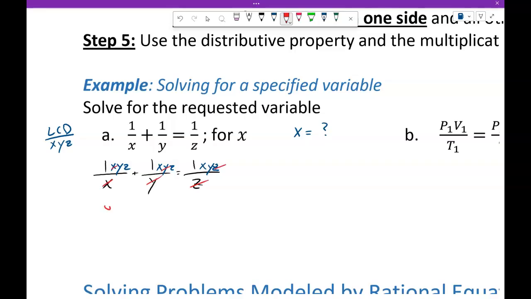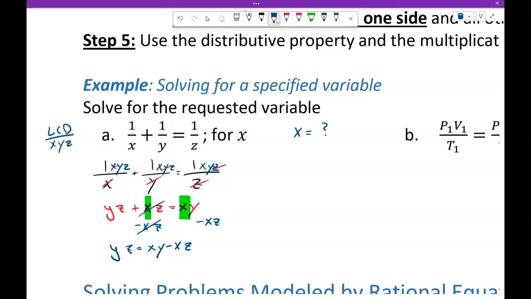1 times yz is yz. 1 times xz is xz. And 1 times xy is xy. Now we're solving for x, so the next thing we want to do is get all terms that have the requested variable on the same side of the equation. All terms that don't have that variable we want to keep on the opposite side of the equation. So we'll subtract xz from the left side, so it eliminates, and move it to the right.